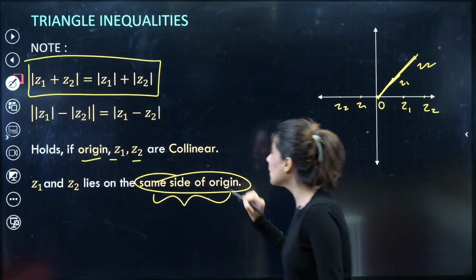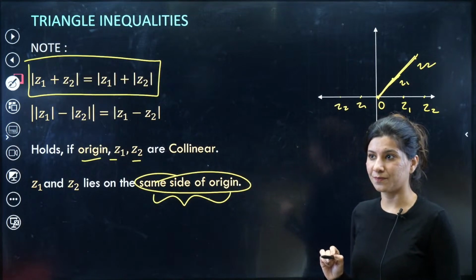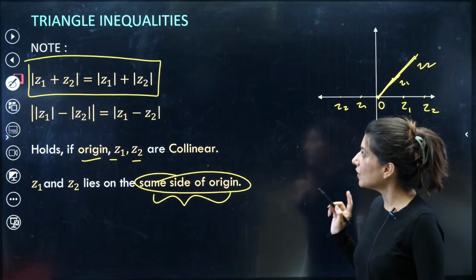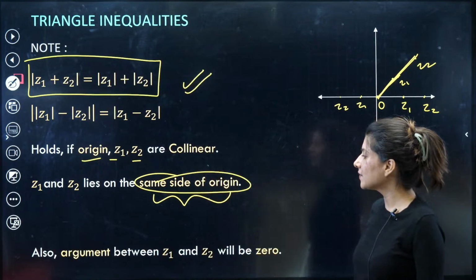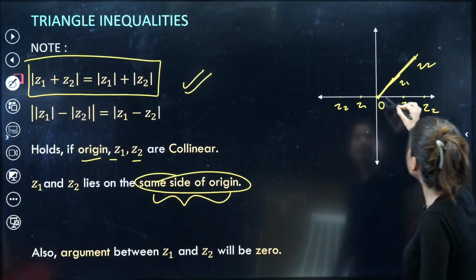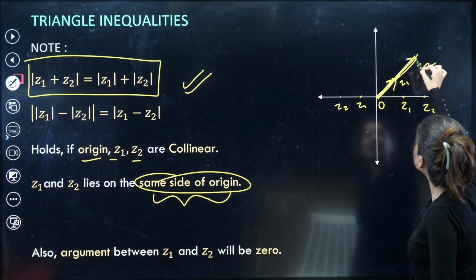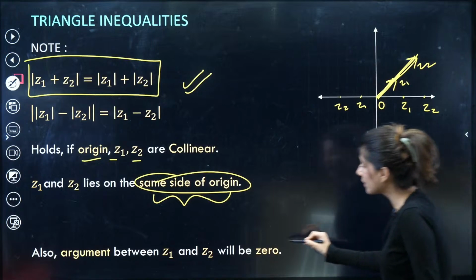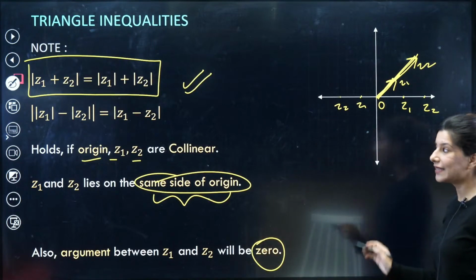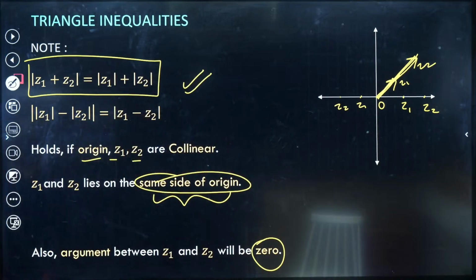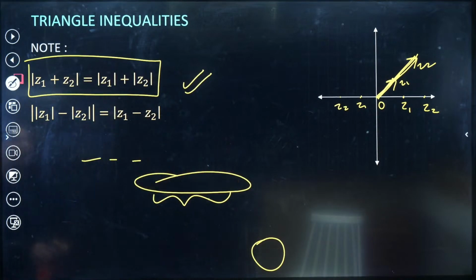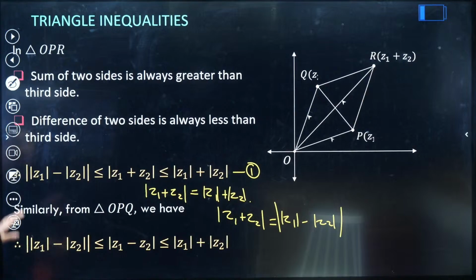This is going to be on the same side of origin, right? So this equality holds when Z1 and Z2 lie on the same side of origin. And also, if I talk about vectors, the angle between the Z1 and Z2 vectors will be 0 in this particular case. Okay, all right, let me go back and show you the inequality right now.